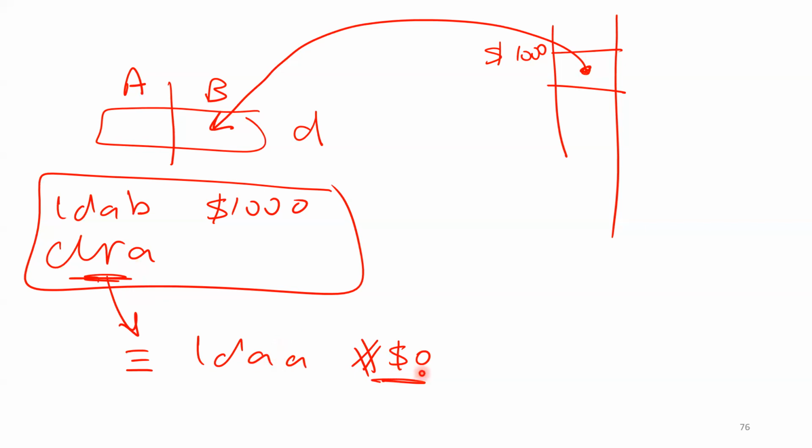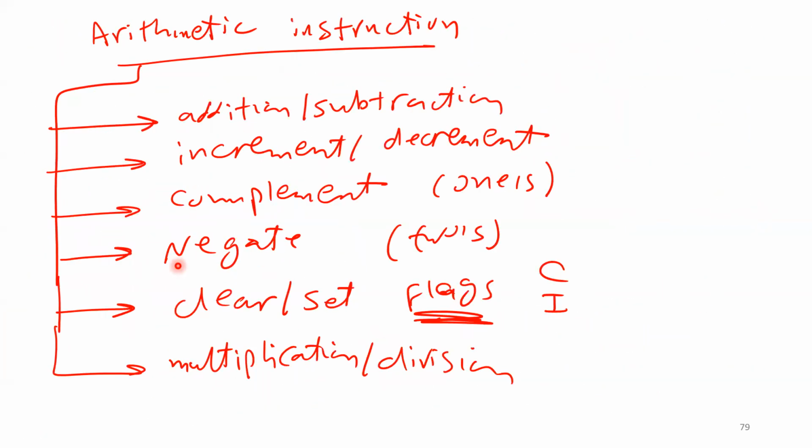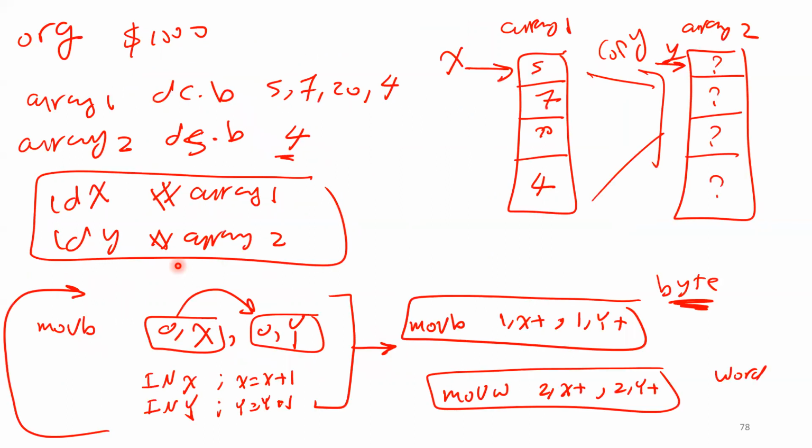It's the same thing. So I can say load A, or copy number 0 to register A. It's the same if you say clear A. Okay, so the last example I have here, this is the last one. I'm not going to teach arithmetic instructions. I'm going to leave it to next time.